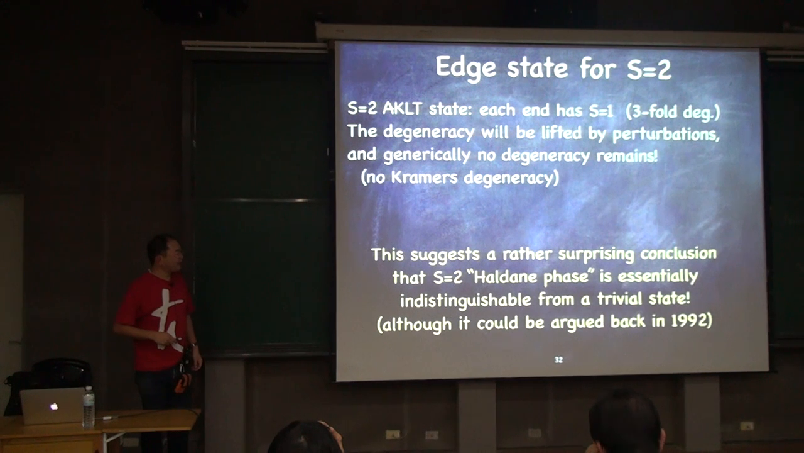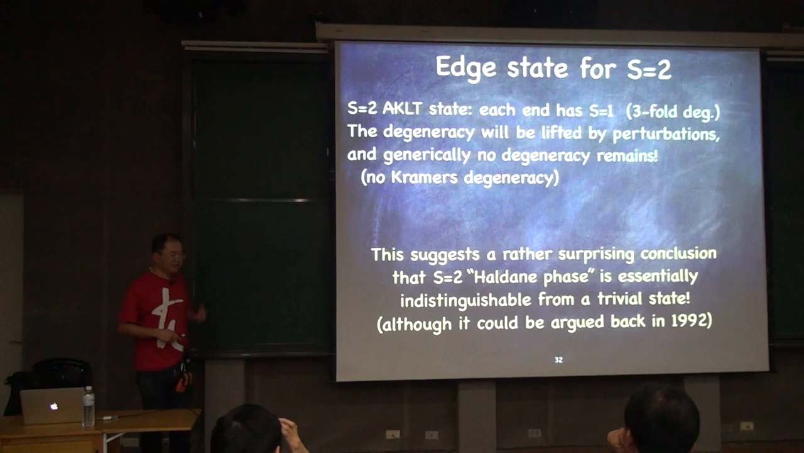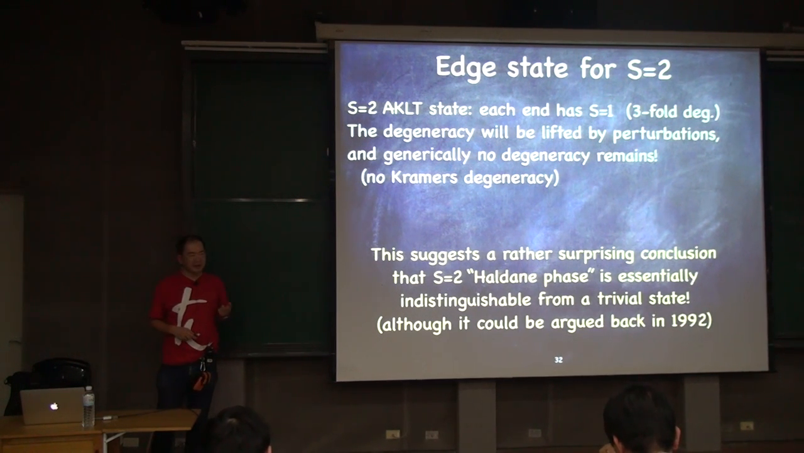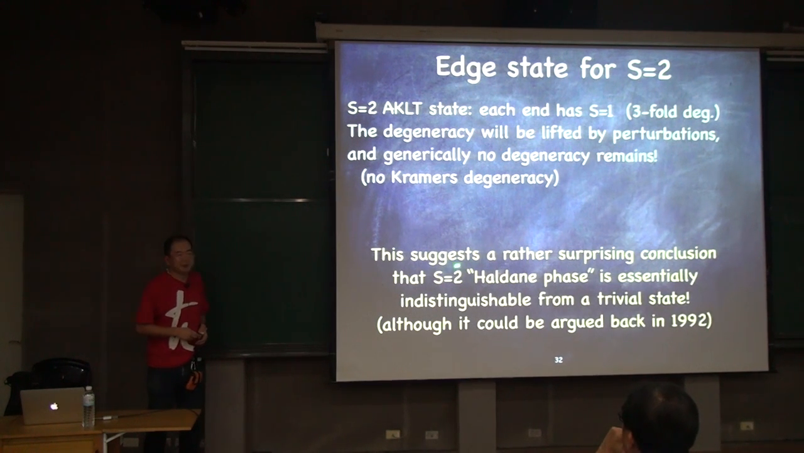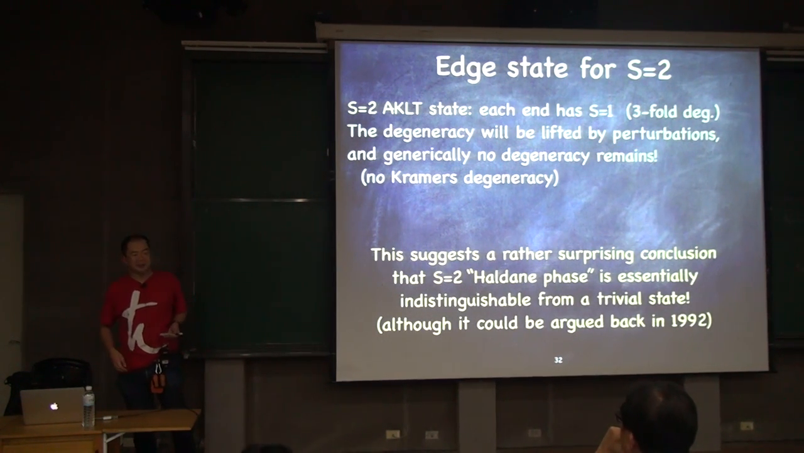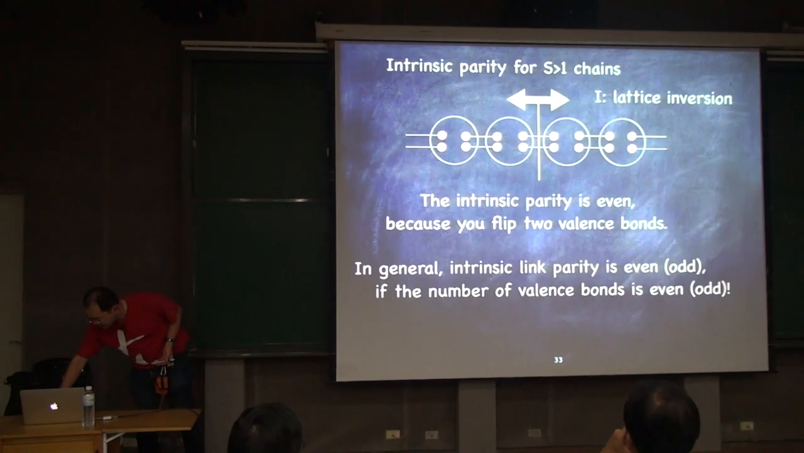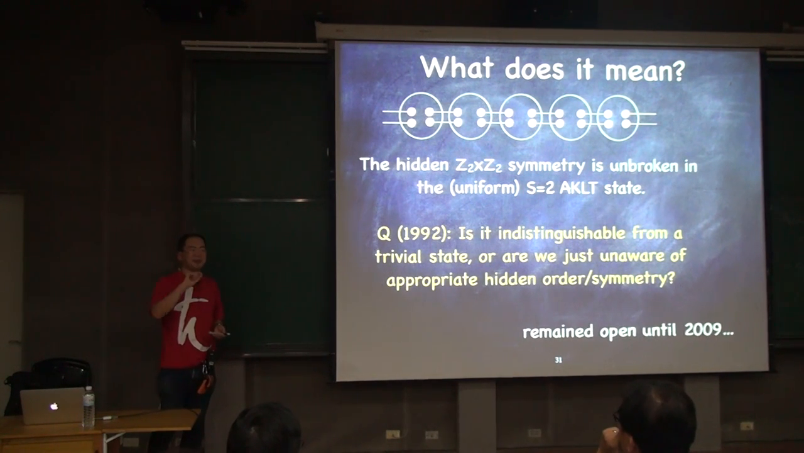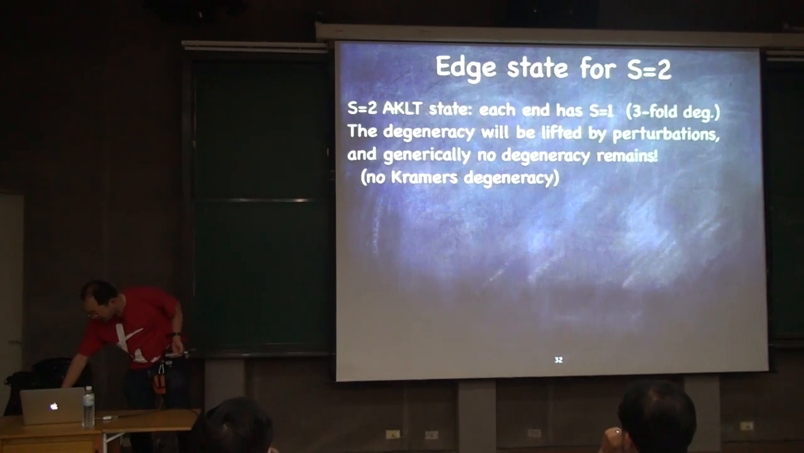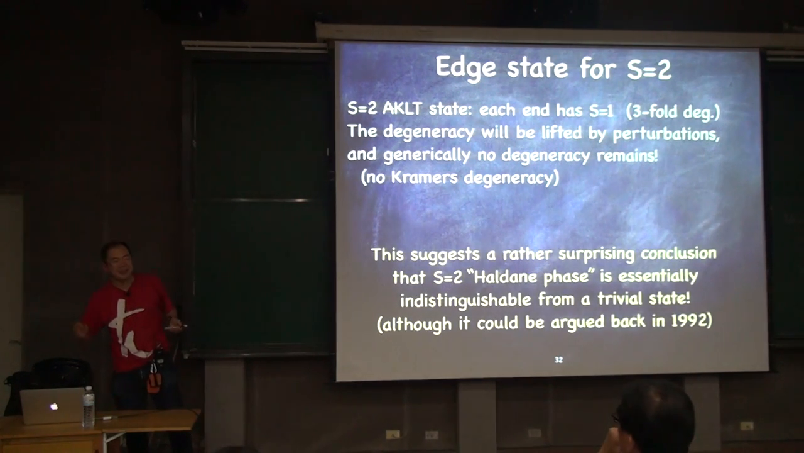So in this sense, the spin 2 AKLT state or Haldane phase is essentially indistinguishable from the trivial state, a product state. In that sense, even though the spin 1 Haldane phase is a symmetry protected topological phase, the spin 2 Haldane phase is not an SPT phase, it's a trivial phase. That's the conclusion we arrived at in 2009 that I couldn't foresee back in 1993. But if I were clever enough, from my calculation result of the absence of hidden symmetry breaking in the spin 2 AKLT state, I could have predicted this in principle, but I wasn't wise enough.